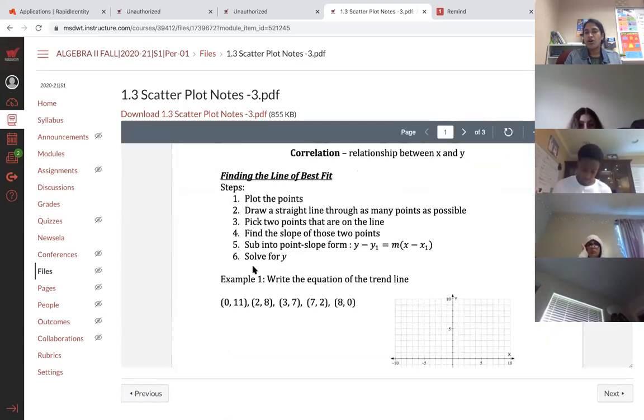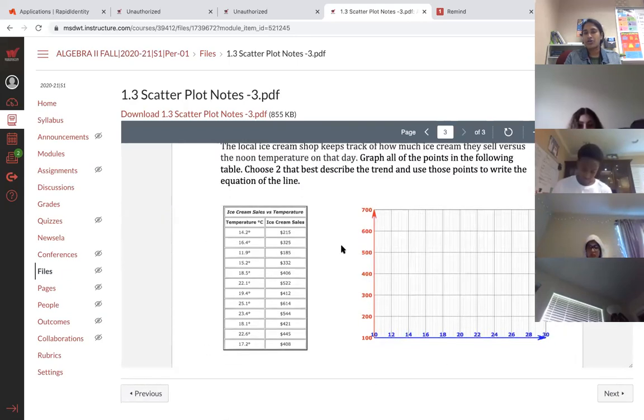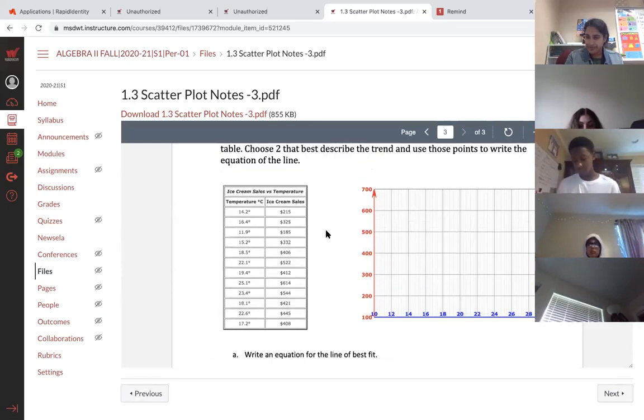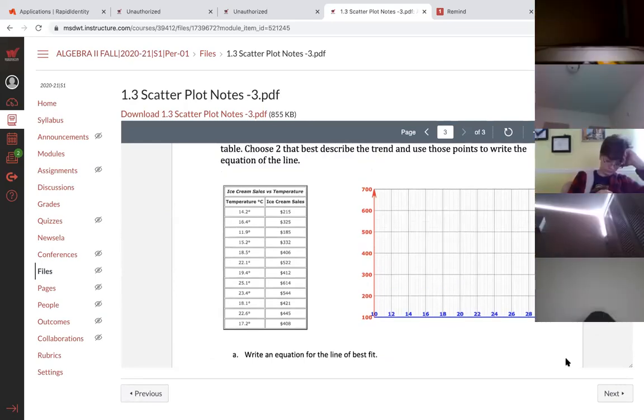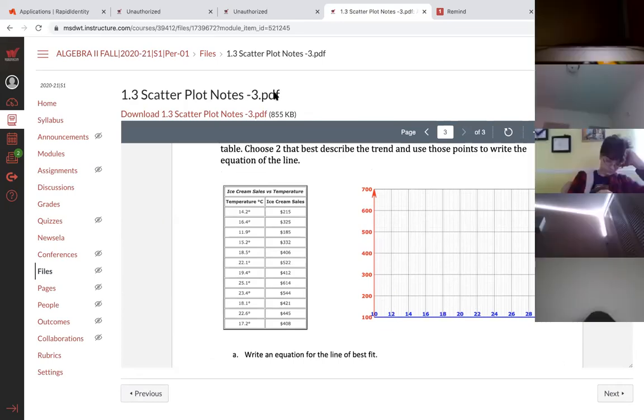You can scroll all the way down until you get to example 4, which is the one that we're working on. Does that answer your question, JJ? Okay, anyone else have questions about how to find it on Canvas?